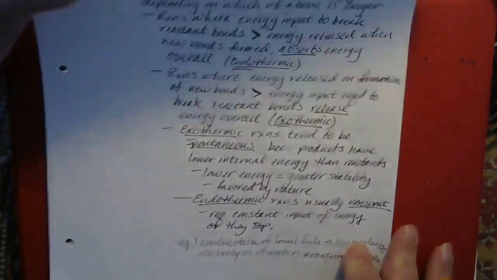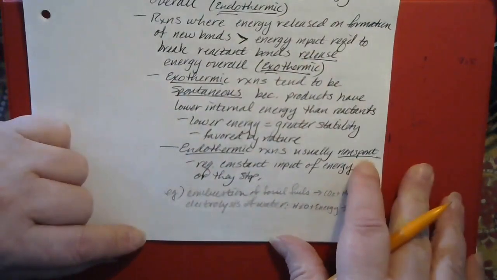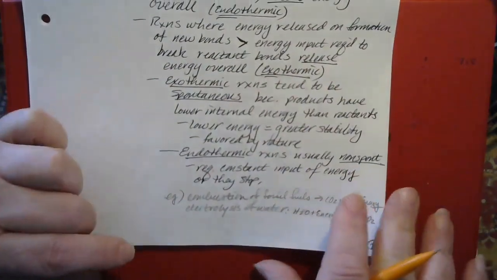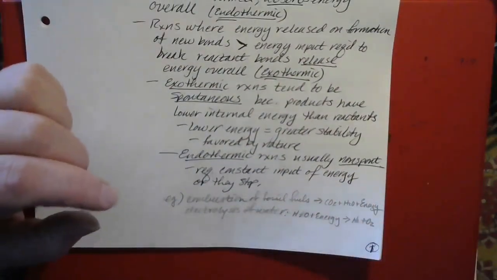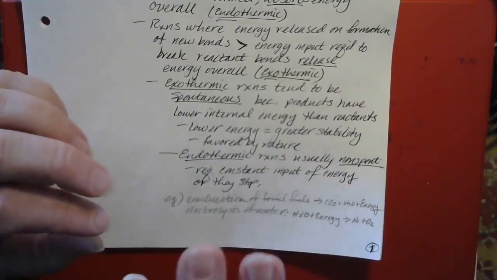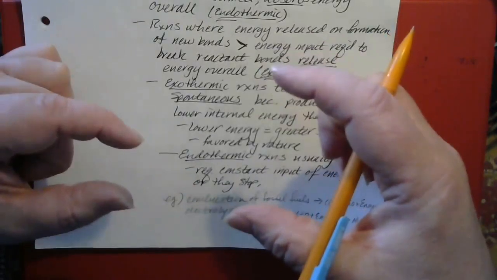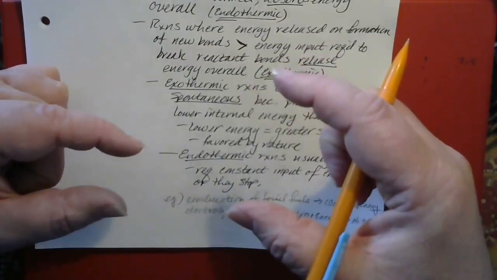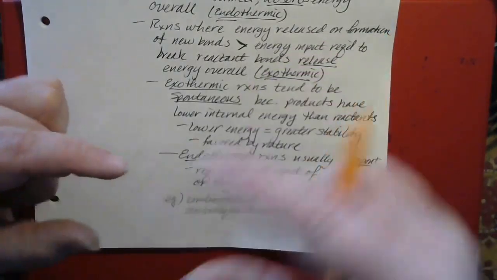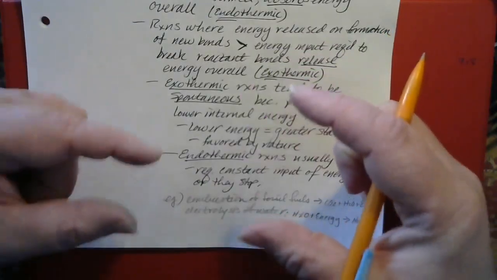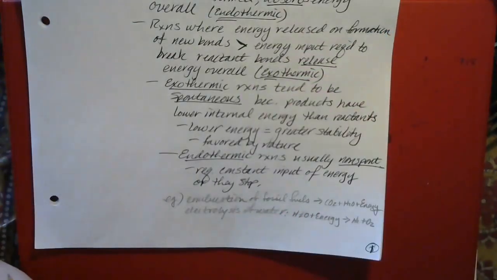Endothermic reactions are usually not spontaneous. And that's because you're trying to basically go against nature. You're trying to go from a low energy situation to a high energy situation. And in order to do that, you essentially need to keep putting energy in from outside, or the reaction will stop. And that's what we mean by non-spontaneous. It won't happen on its own.